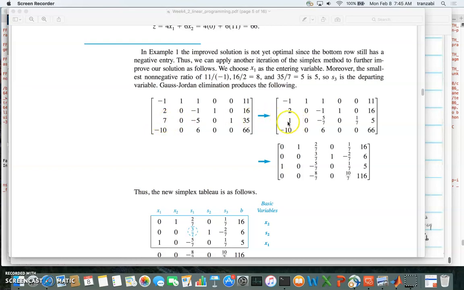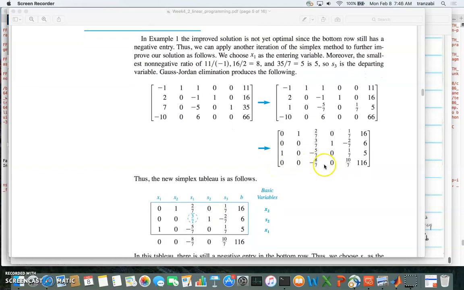You see that if we keep this and then use this row to make the other elements along this column 0, this is what we get. And at the end of the day, we still have a negative coefficient in the last row, so that still needs to be continued. So stay tuned for the next part on how we can finish this problem.